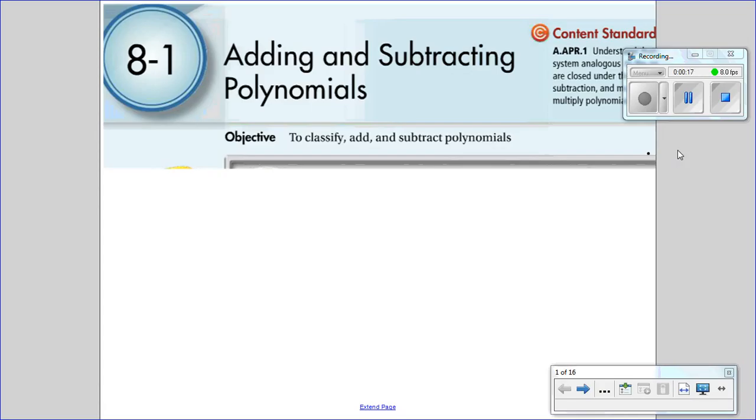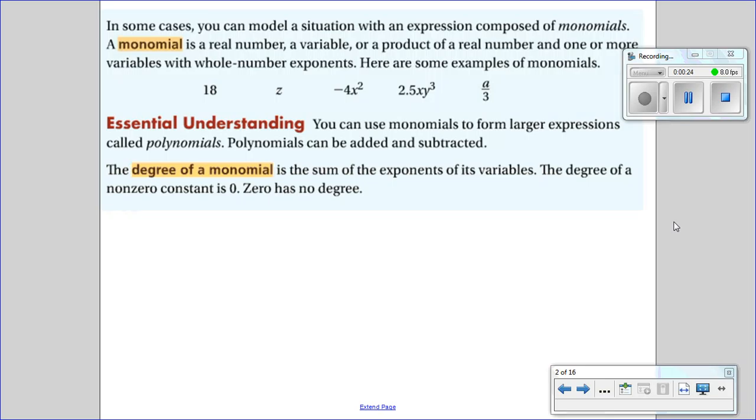So the first place we're going to start at is, what is a monomial? And a monomial is, I want you to write this stuff down, a real number, a variable, or a product of the two that have whole number exponents. Okay, so some examples of that. Just the number 18 by itself is a monomial. Just a variable like z by itself is a monomial.